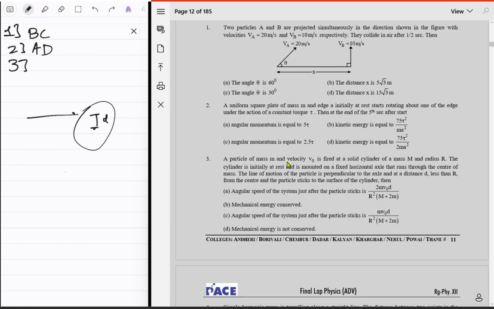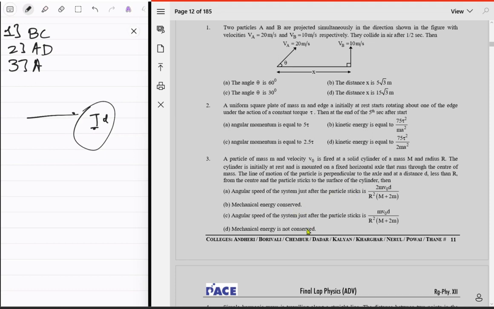Then it's just m v naught d upon the new inertia. Oh yeah, just MR squared upon 2 चाहिए ना इसमें. Fine, let's find this thing. 2 ऊपर जाएगा, so actually this thing, A looks correct. और क्या, mechanical energy is conserved? No. I think D is correct.